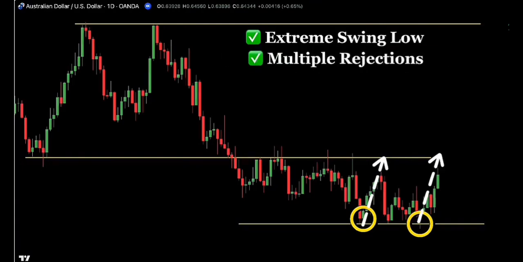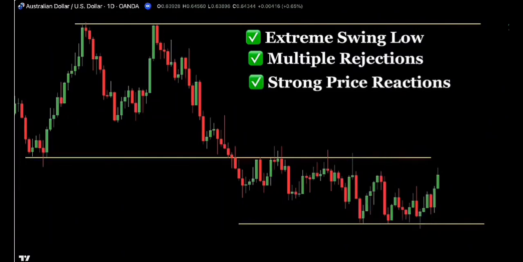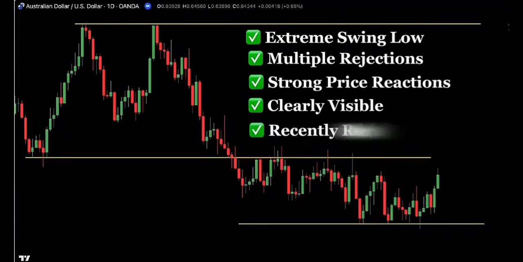Multiple rejections. Price tested this level twice, confirming that buyers stepped in each time to push price back up. Strong price reactions. Each time price touched this level, it reversed significantly, showing a clear rejection, clearly visible. Just like before, this level is obvious, meaning traders can identify it quickly without second guessing.